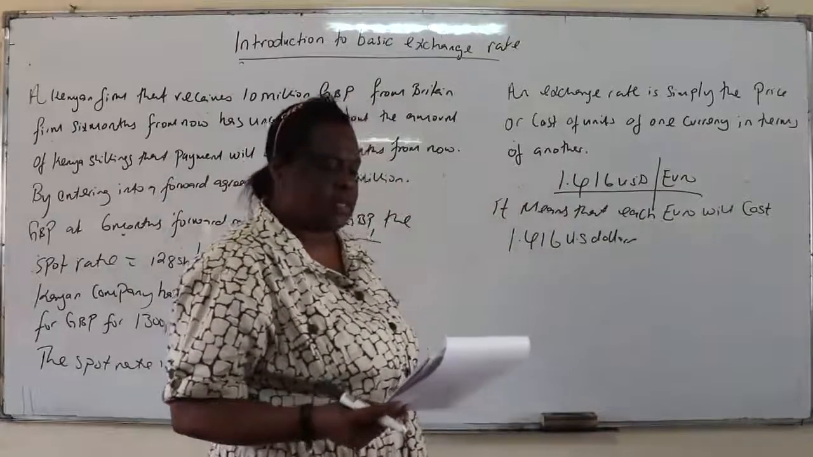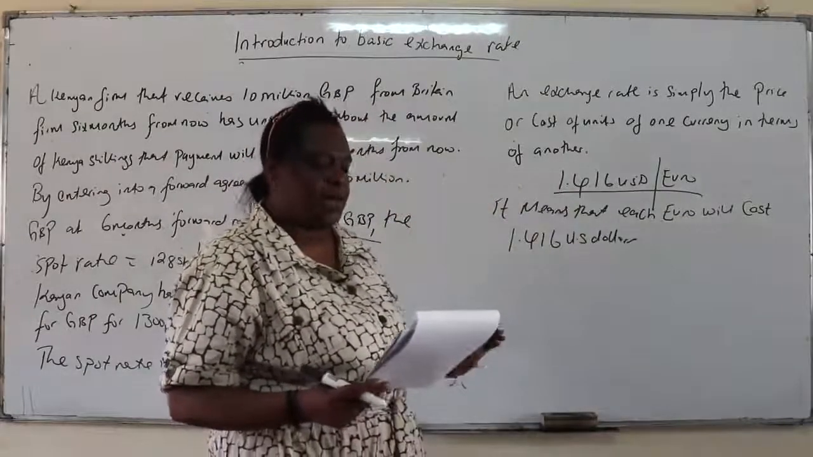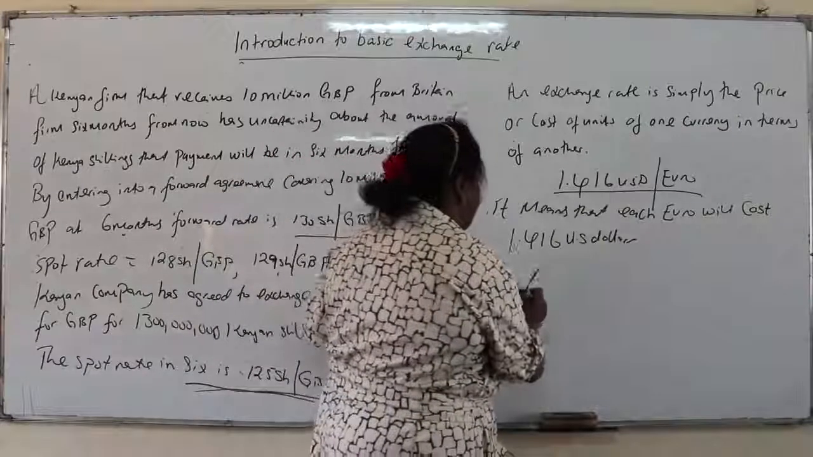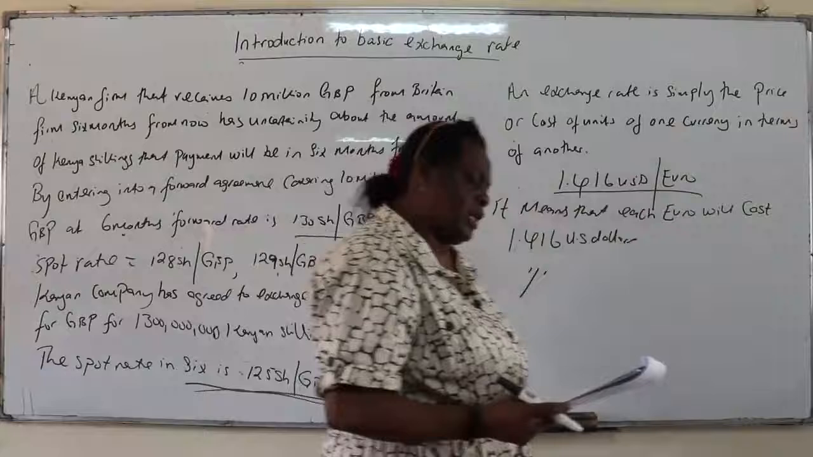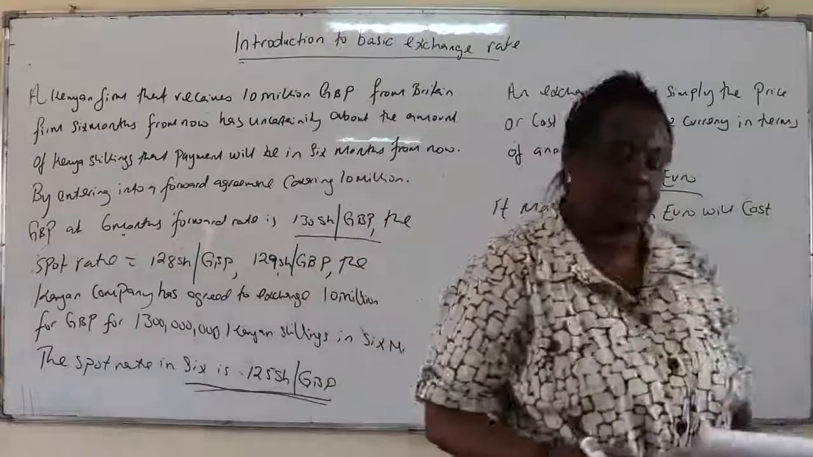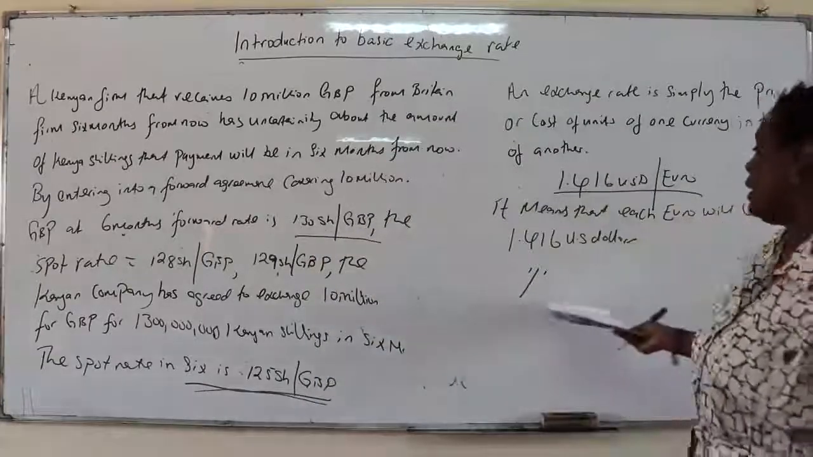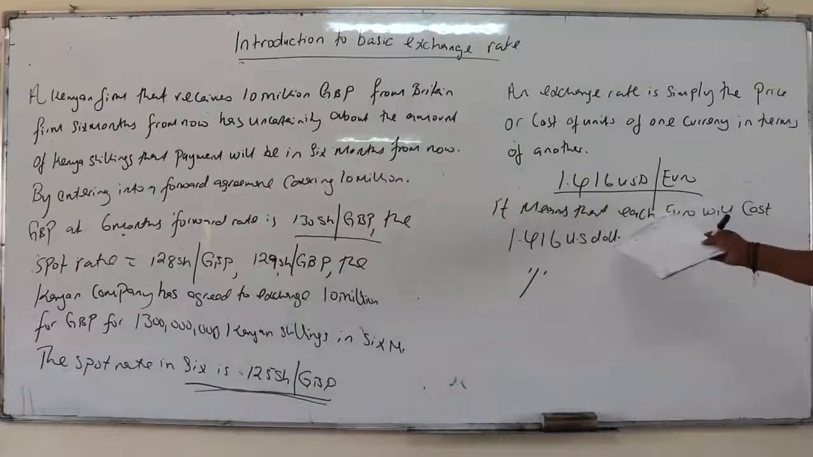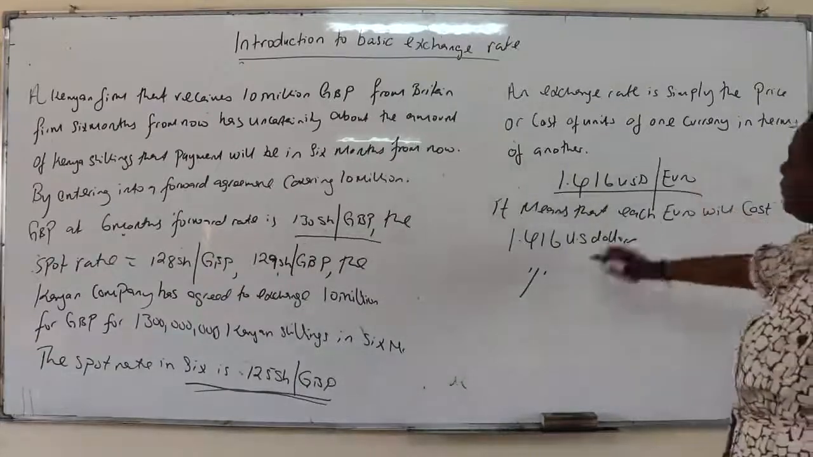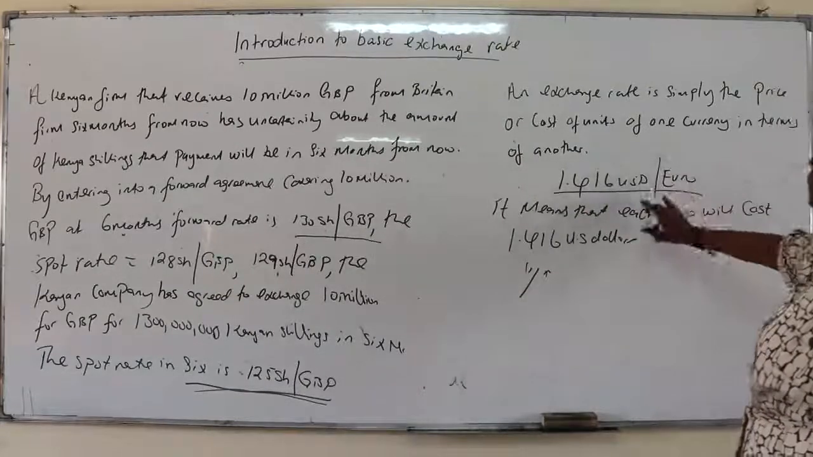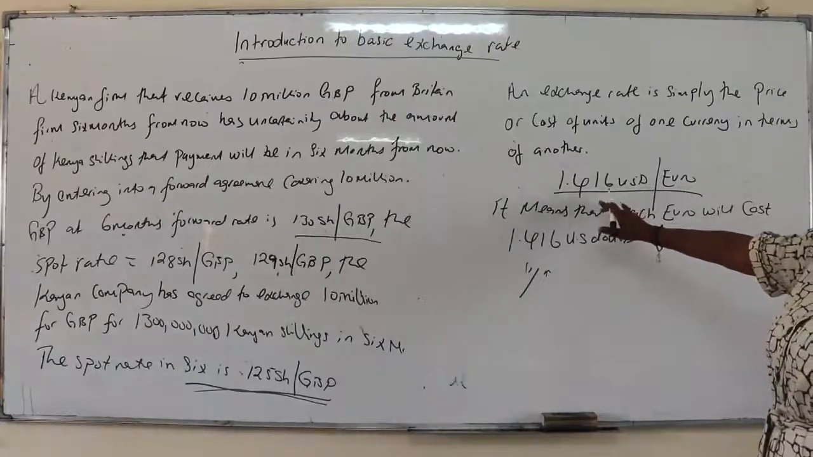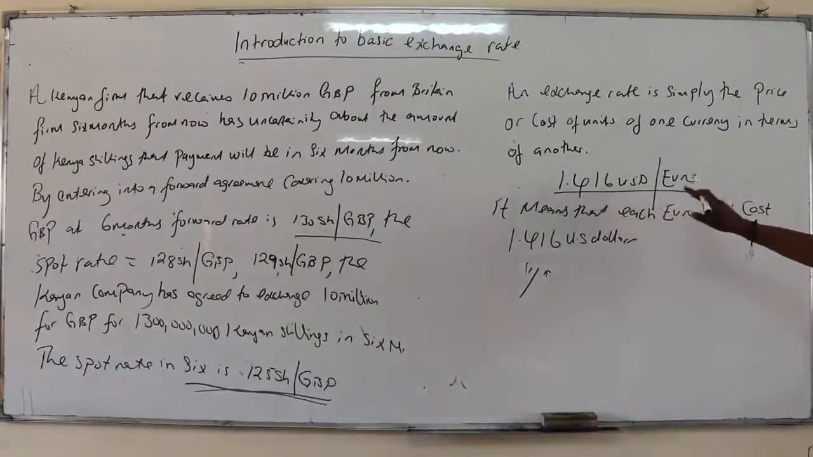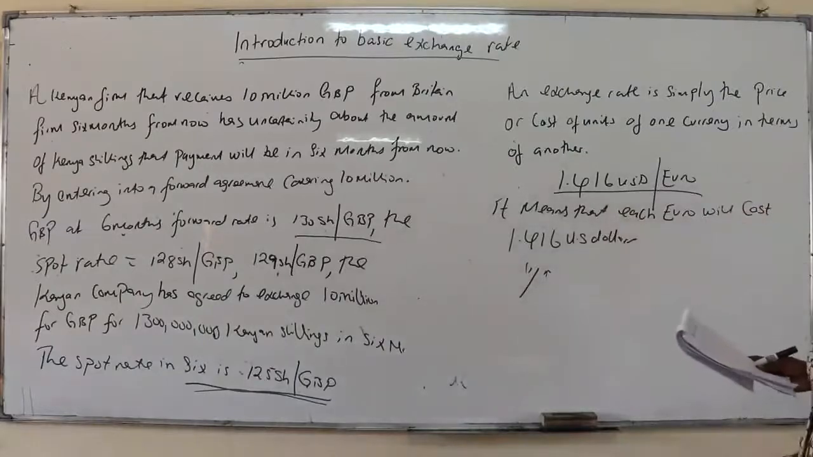If you can react to this, it means the backslash here means as per. You will have no trouble trying to understand it. So it means that the US dollar will cost 1.41 shillings per 1 euro.